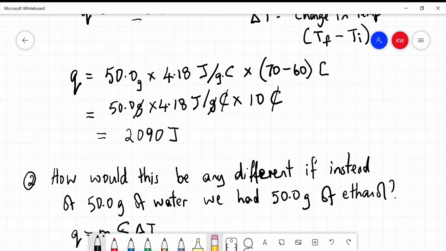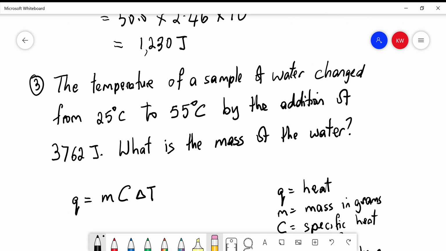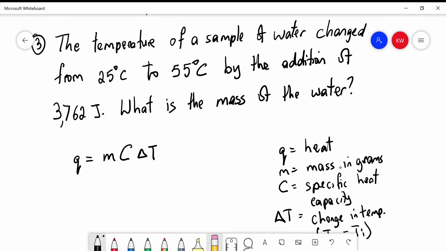Okay, one other example. Let's say we have this question here. The temperature of a sample of water changed from 25 degrees Celsius to 55 degrees Celsius by the addition of 3,762 joules. What is the mass of the water? We're going to go back to our original formula. Q is equal to m c delta T. Again, Q is heat energy, m is the mass in grams, c is specific heat capacity, and delta T is change in temperature.